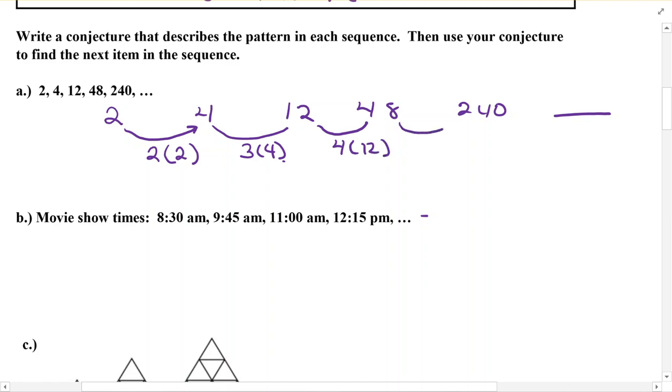Which, if I follow that same pattern, I would multiply 48 by 5. And when I do that, I do get 240. So I conclude, or my conjecture is, if I take and multiply 240 by 6, I will get the next term, which is 1440.